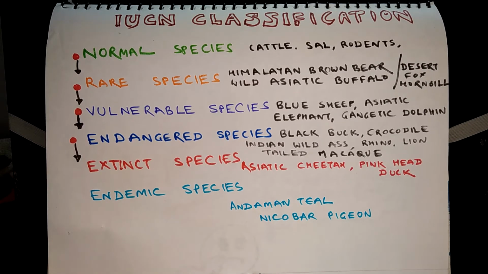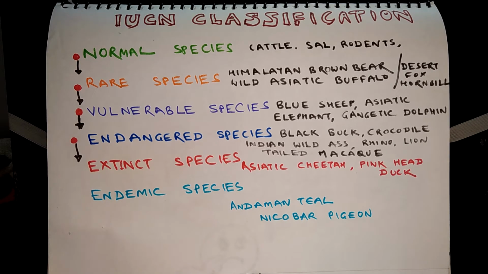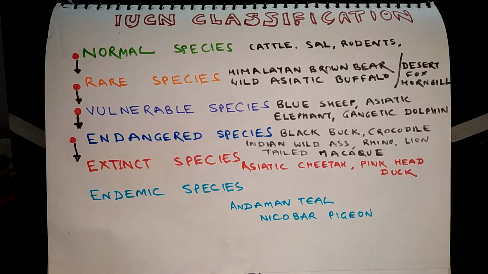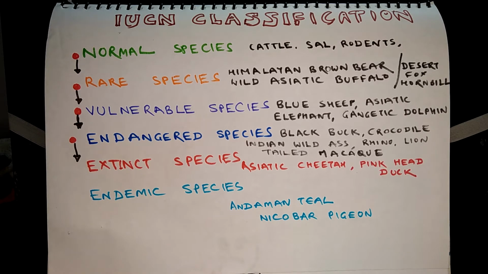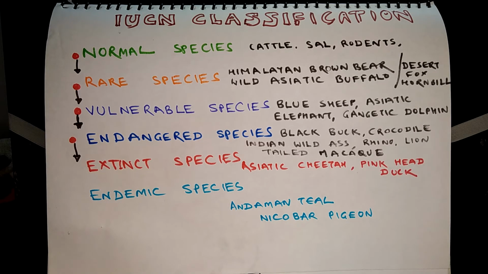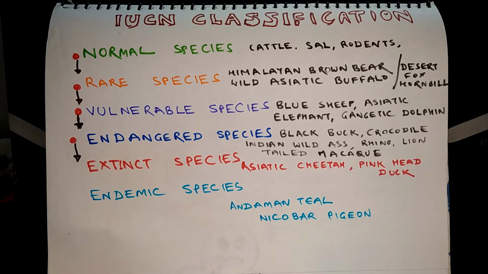As far as other categories are concerned, we will look at this list. You will find a different order of these categories in your textbook, but I have deliberately reordered them so that it becomes easier for you to remember. I have ordered them according to the threat perception. So the normal species comes at the top. The species whose population is at a level so that it is pretty easy for them to survive in the given circumstances is called normal species. So cattle, rodents, sow, crows, pigeons, they are normal species.